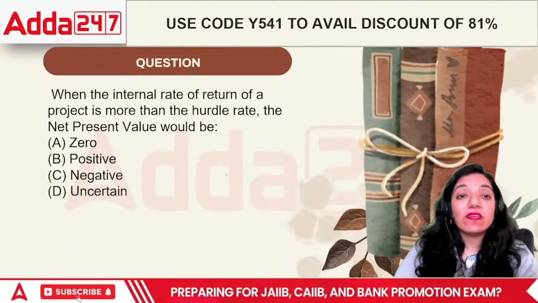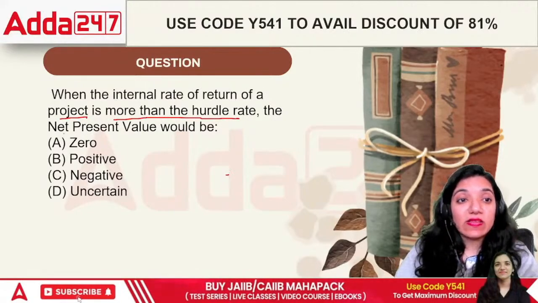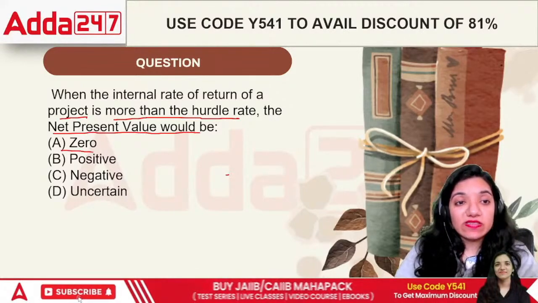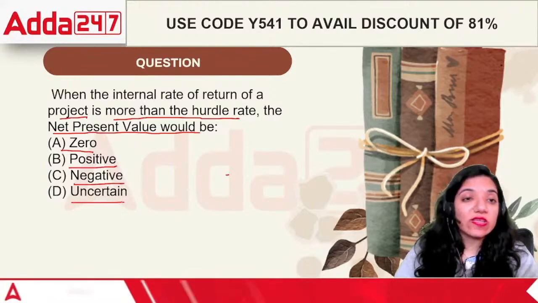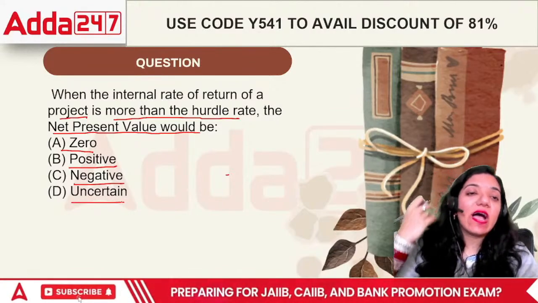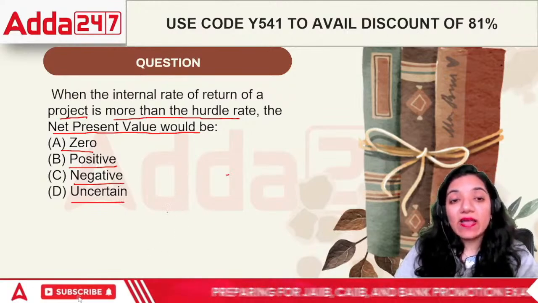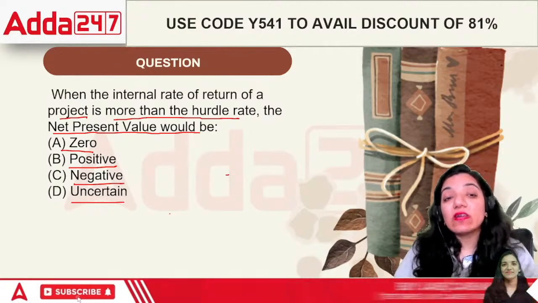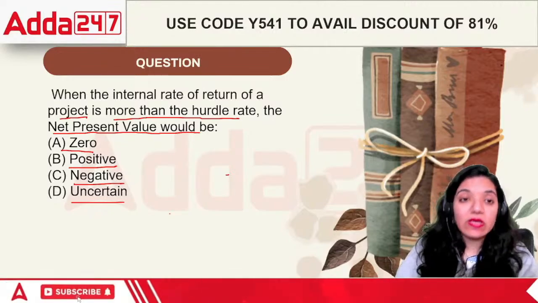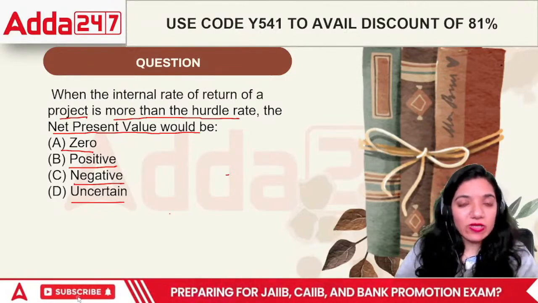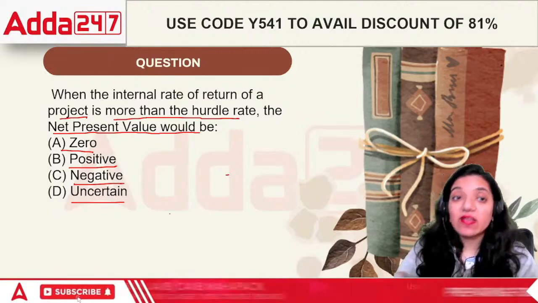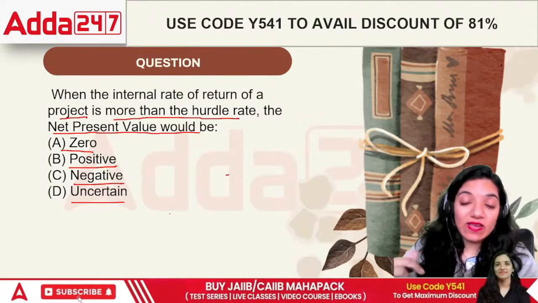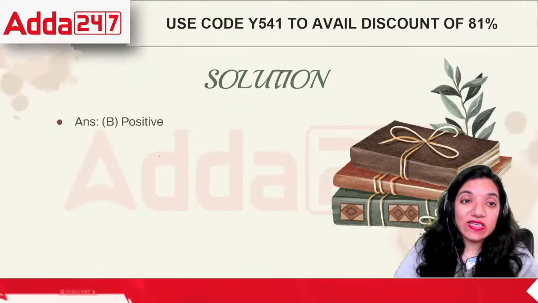Next point, when the IRR of a project is more than a hurdle rate, the NPV would be 0, positive, negative, or uncertain. If we talk about the IRR, which is called the internal rate of return, is more than the hurdle rate. The NPV would be whatever the rate is specified there. IRR is more than that. Then what would the answer be? It is basically positive.